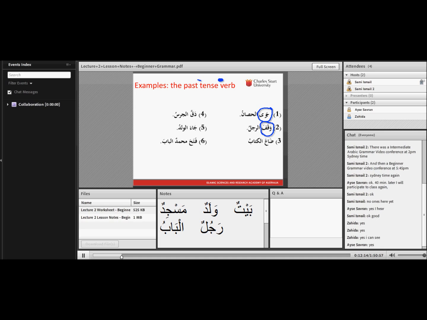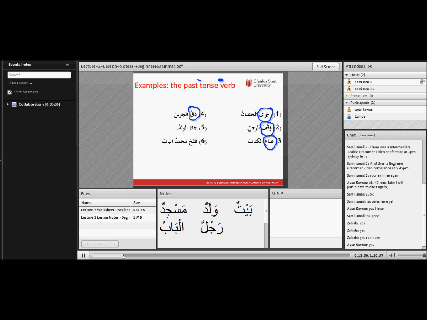The third one is da'a. This is another fi'l Madi. Now da'a means lost. So da'a al-kitabu, the book is lost. And then number 4 is daqqa al-jarasu, means that the bell rang. So daqqa, you can translate it as rang, past tense, bell, Madi. And then the 5th one is ja'a.